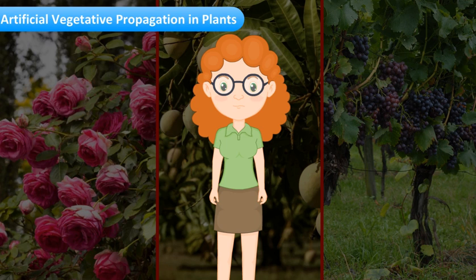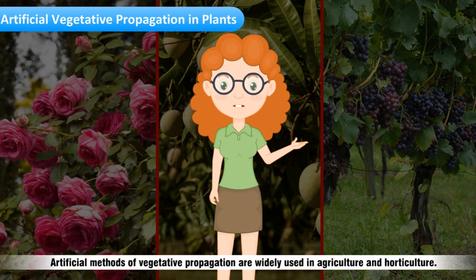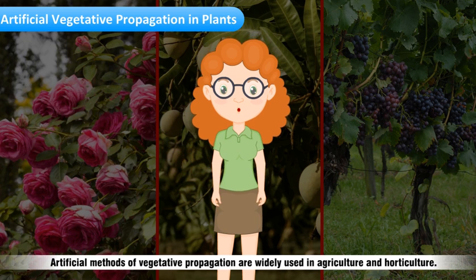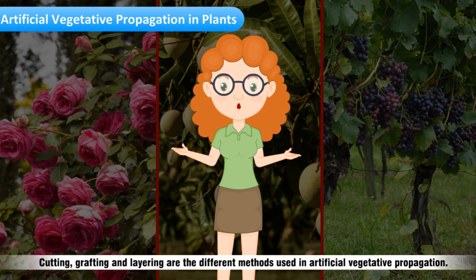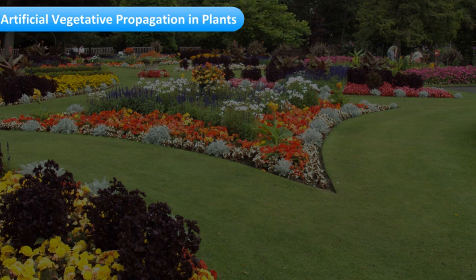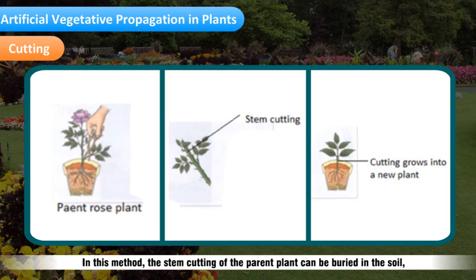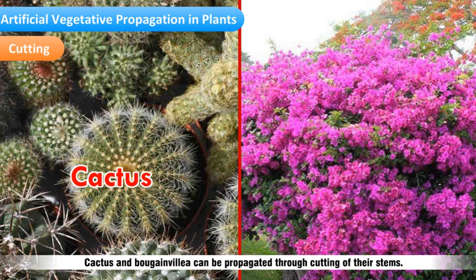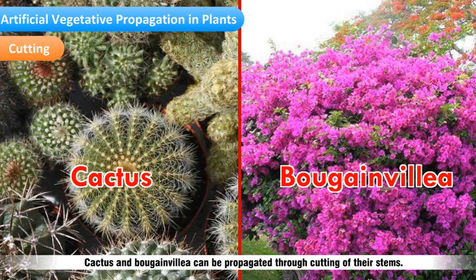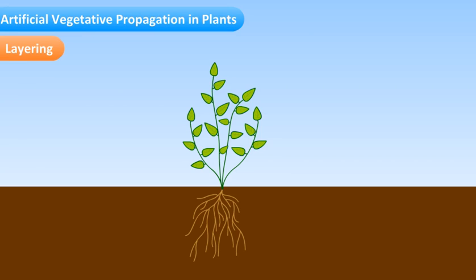Artificial vegetative propagation in plants. Artificial methods of vegetative propagation are widely used in agriculture and horticulture. Cutting, grafting, and layering are the different methods used in artificial vegetative propagation. Let us learn about them. Cutting. In this method, the stem cutting of the parent plant can be buried in the soil, which develops roots and shoot and grows into a new plant. Cactus and bougainvillea can be propagated through cutting of their stems.